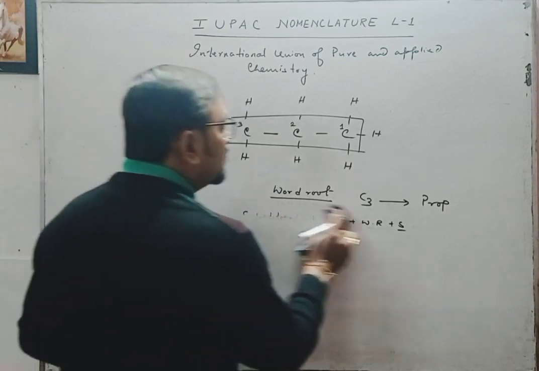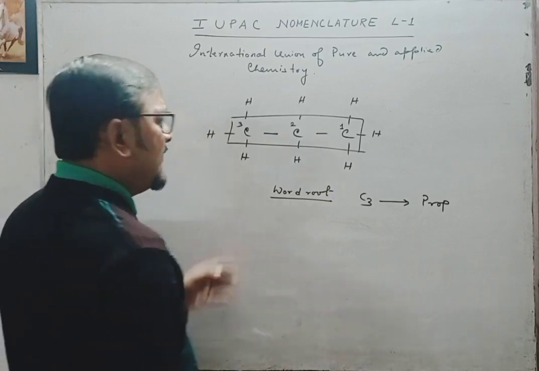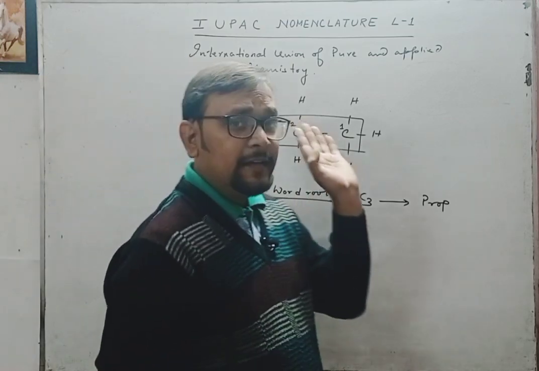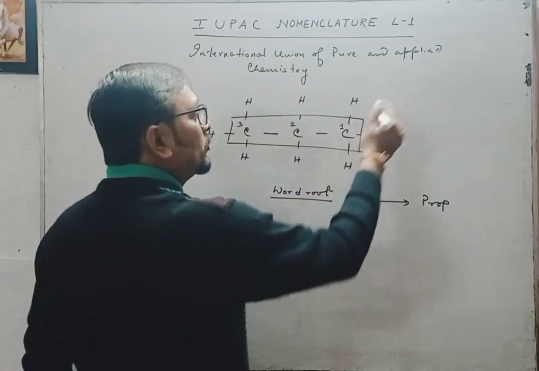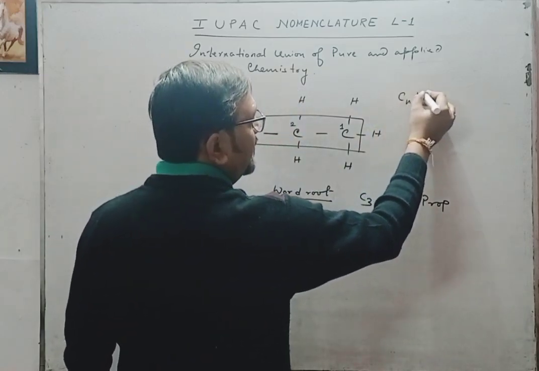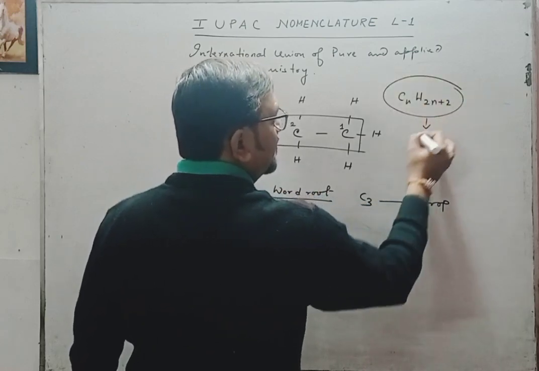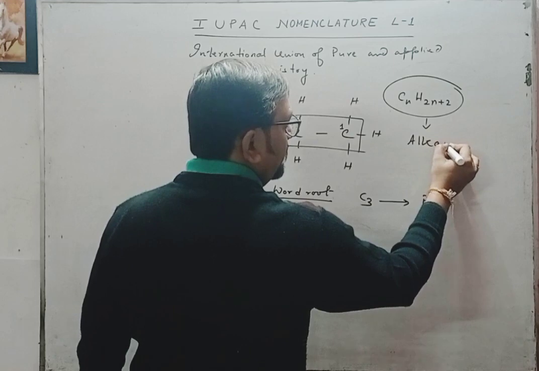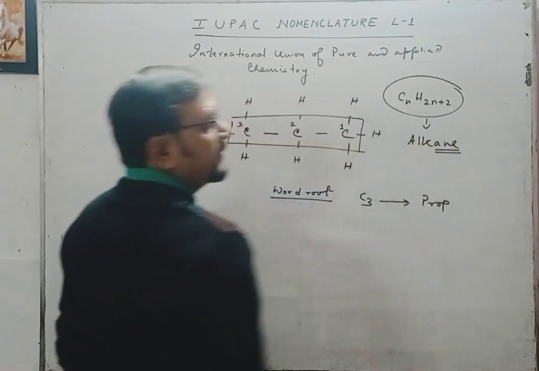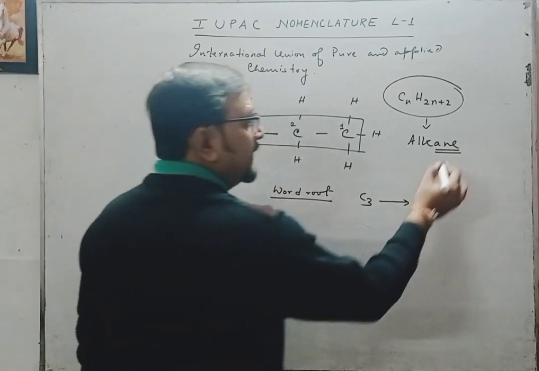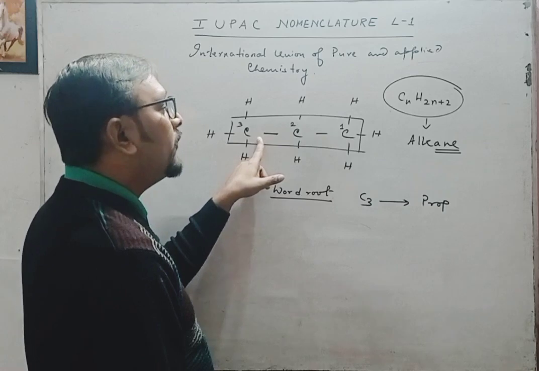Now what is the word root here? The word root is prop. Is there any double bond, triple bond in between the carbons? Isn't it showing the alkane group, CnH2n+2? This group represents the alkane group, my dear students. So here, what is the primary suffix? We are getting ane.